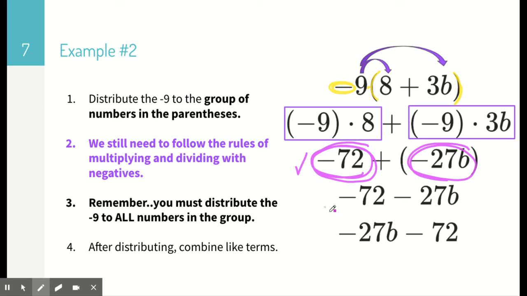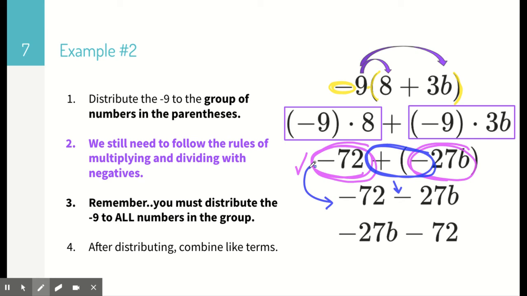But we're trying to simplify expressions, going to the most compact version of the expression that we can. So what we're going to do is almost think backwards to what I've been telling you since the beginning of the year. When you see that you're adding a negative right here, we're going to go ahead and just call that subtraction. So now we're going to go from a negative 72 plus a negative 27b and call it negative 72 minus 27b.